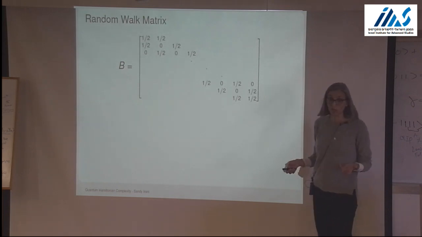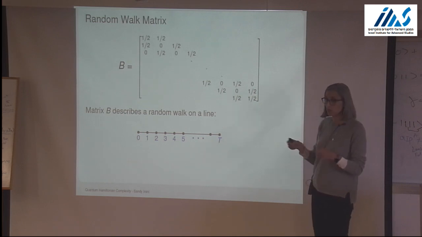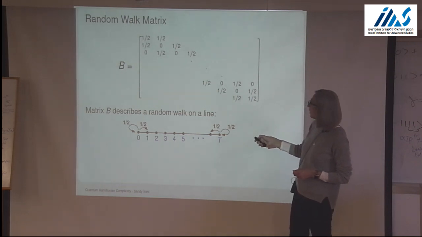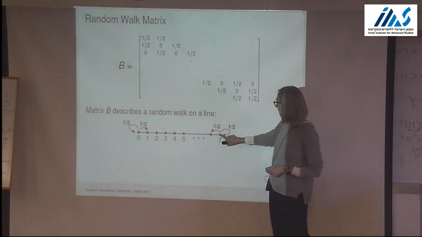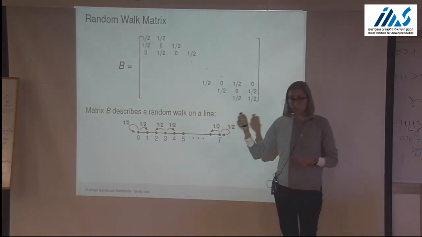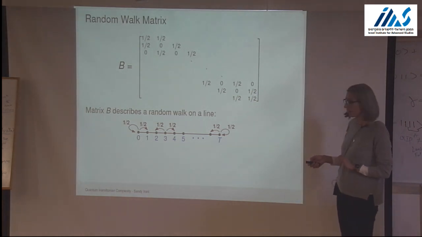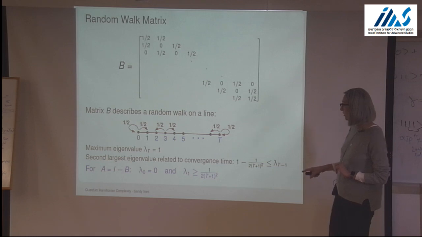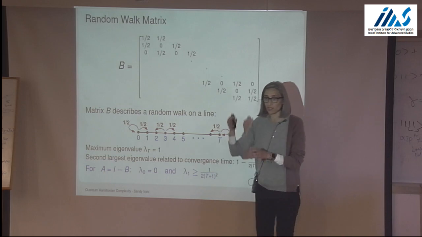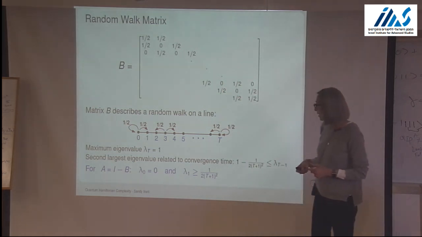This is a random walk matrix on a line. It describes the movement of a little particle taking a random walk on this line. At the endpoints, I stay with probability a half, and move inwards with probability a half. In the middle, I jump to either side with probability 1/2. Remember, because we're taking I minus A, we're now looking at the largest and the second largest eigenvalue instead of the smallest and the second smallest.